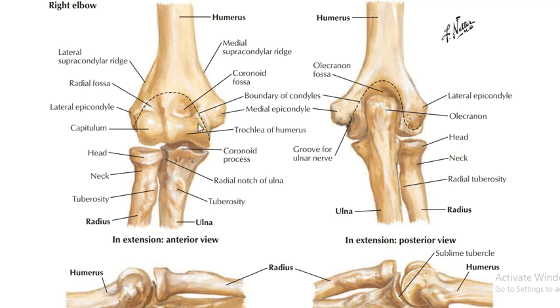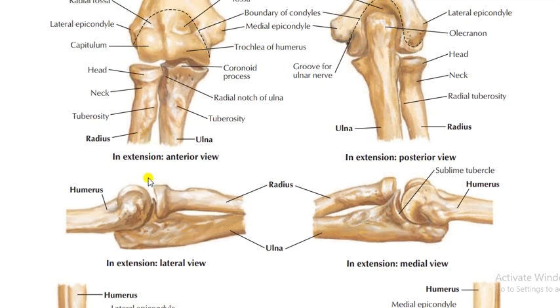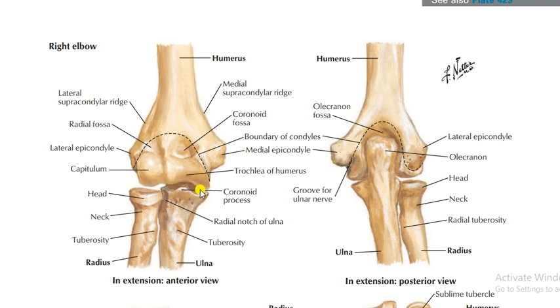It articulates with the trochlea of the humerus here. This is the trochlear notch, articulating with the trochlea of the humerus, as part of the elbow joint.